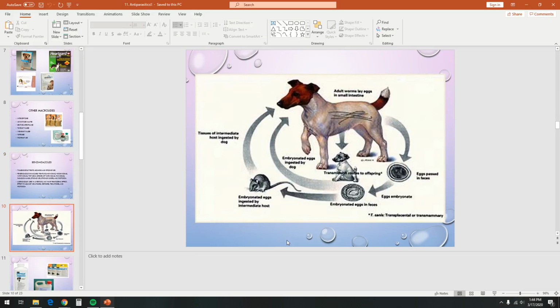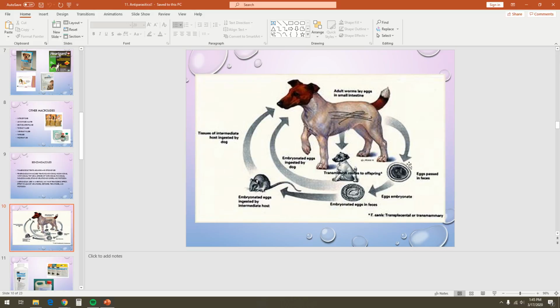So here's the life cycle of our worms. Adult worms live in the small intestine, and eggs are passed in the feces. Another way that larvae and eggs can get passed is through a transmitted route to the offspring, where they will actually secrete through the mammary glands into the puppy. Very disgusting. And then the mom, as she's cleaning up all the puppies' poop and licking them clean, just keeps reinfecting herself. So it's this lovely vicious cycle of worms.